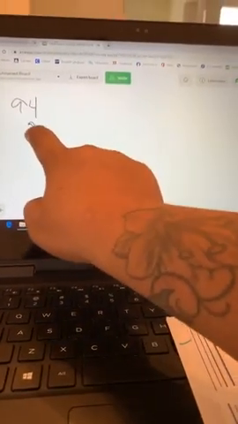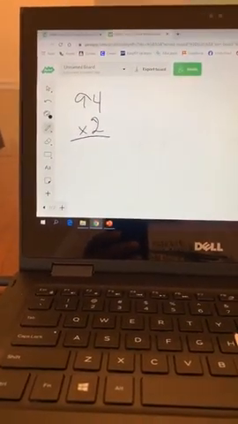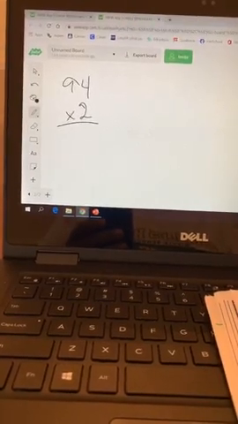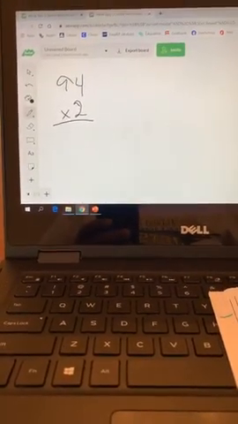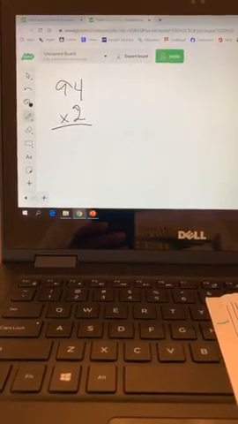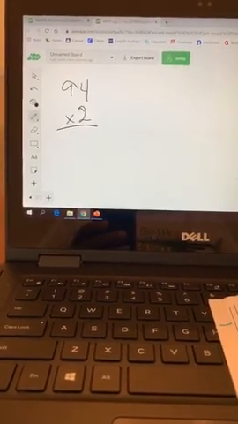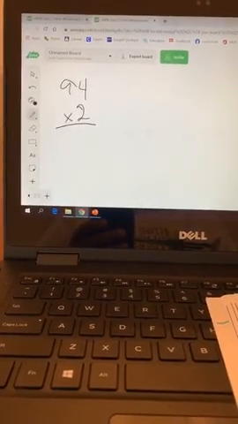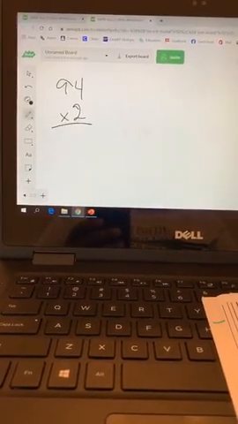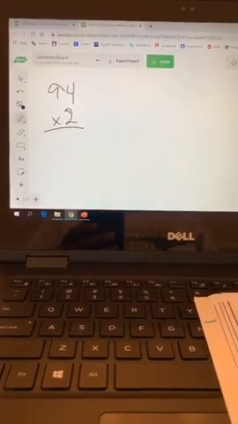They each received 2 vouchers. We're going here. The pool opened on Memorial Day. 94 people showed up. The pool manager gave out 2 vouchers to each person for free drinks. How many vouchers did the pool manager give out? So how many did he give out in total?